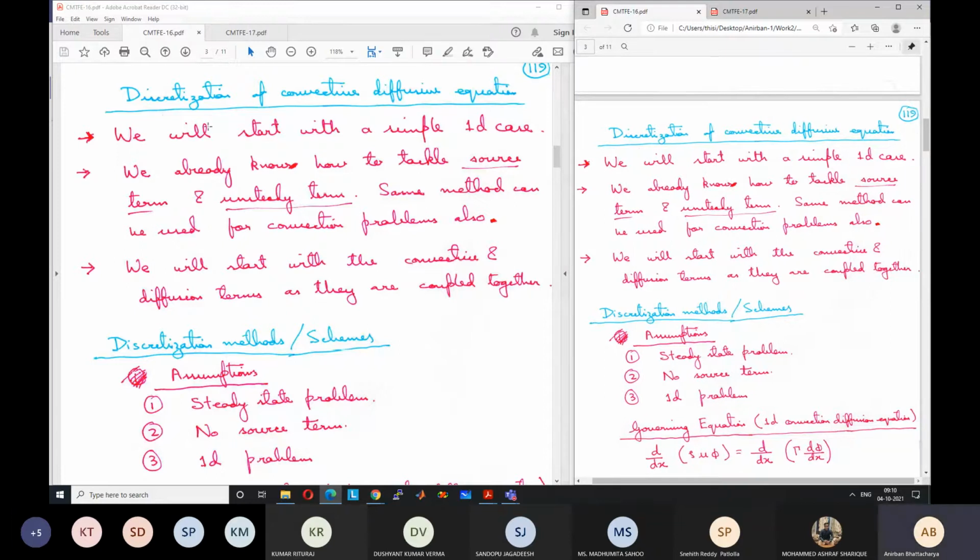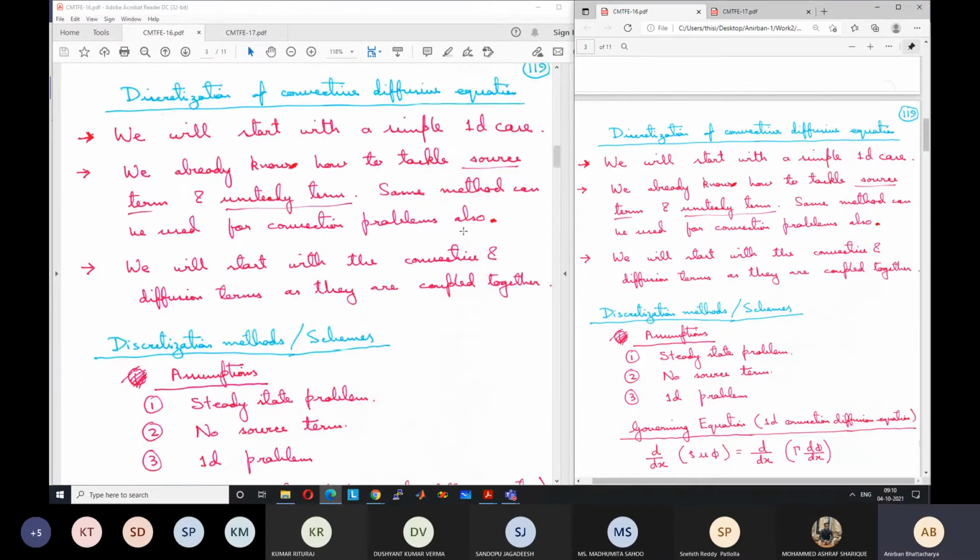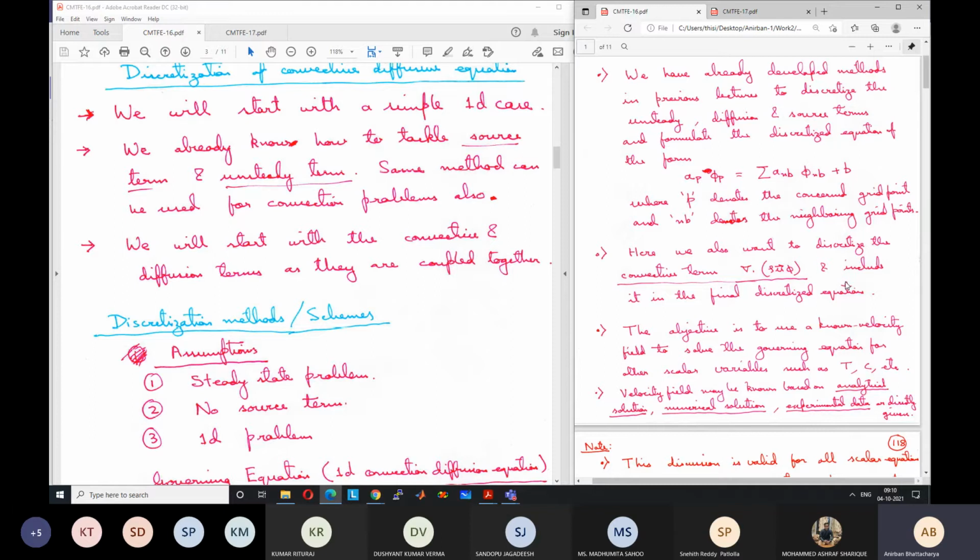So for discretizing a convective diffusive problem, we will start with a very simple 1D case. At this point, we will not consider the source term and unsteady term. Why will we not consider them? Because we already know how to tackle the source term, and we know how it will lead to this term B.